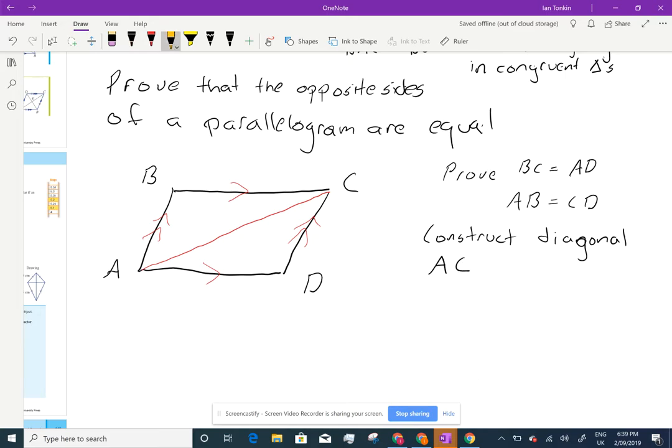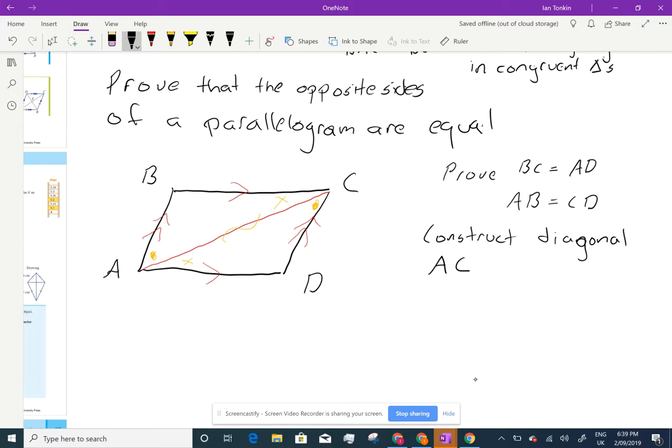Now, what am I going to do? If I look at the triangle ABC and the triangle ADC, if I can prove they're congruent, well, I can show that the corresponding sides are equal. Well, what do I know? I know that that's common. I know that this angle and this angle are equal because alternate angles. And I know that this angle and this angle are equal because they're alternate. So I've got angle, corresponding side. And then we can prove it. So let's write it up.